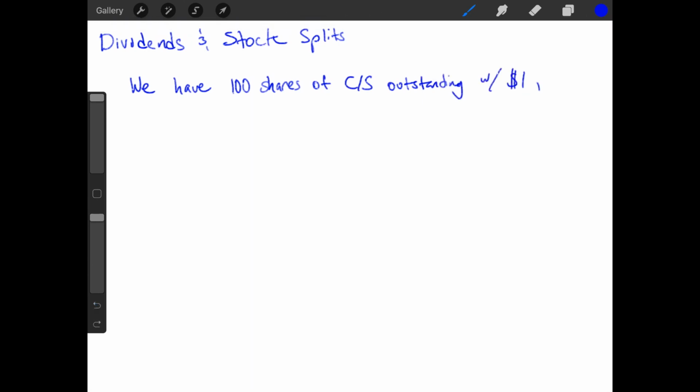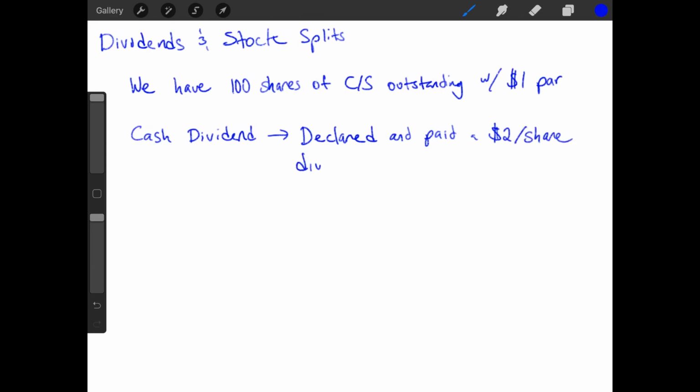Now, the first concept that we're going to discuss should be the one that's most familiar to you because we've discussed it before earlier in this quarter, and that's cash dividends. So for our example to illustrate what happens when you declare and pay a cash dividend, we're going to add on to that beginning information and say that we declared and paid a $2 per share dividend on all of our common stock that's outstanding.